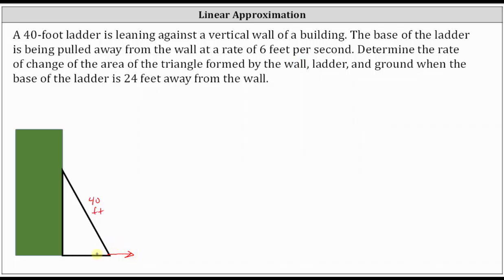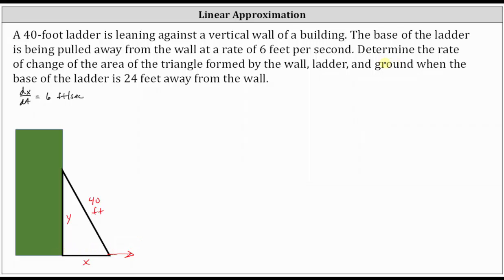Let's go ahead and label the horizontal leg X and the vertical leg Y. We know X is increasing at a rate of 6 feet per second, which we express as dx/dt. dx/dt is equal to 6 feet per second. And again, we're using a positive 6 here because X is increasing in length.